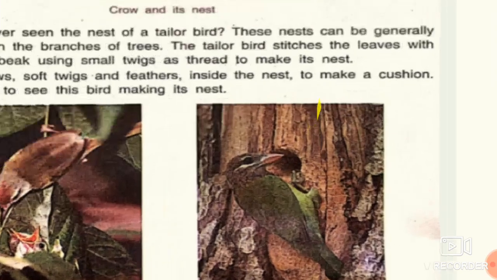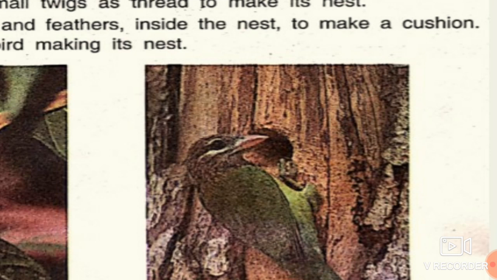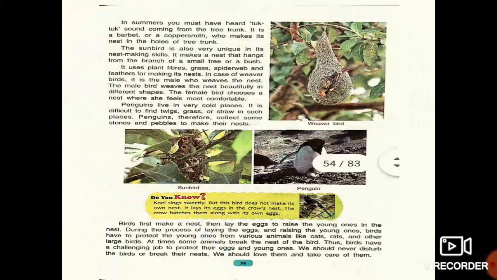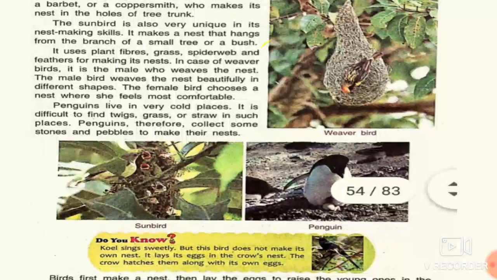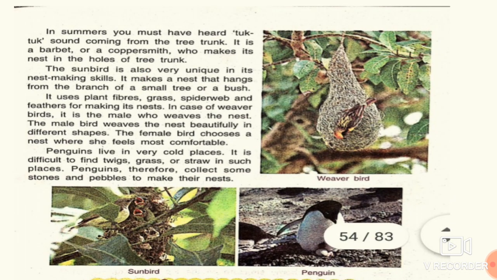And in the next picture, this is a coppersmith or barbet. It makes its nest in the hole of a tree trunk. You can see the hole. This is the nest of the barbet or coppersmith. In summer, you must have heard a tuk tuk sound coming from the tree trunk. It is a barbet or coppersmith who makes its nest in the holes of a tree trunk.